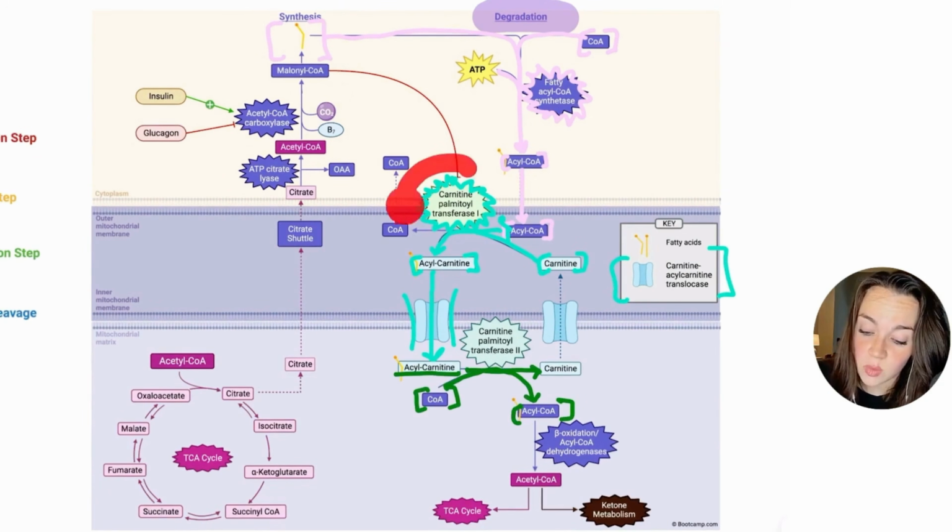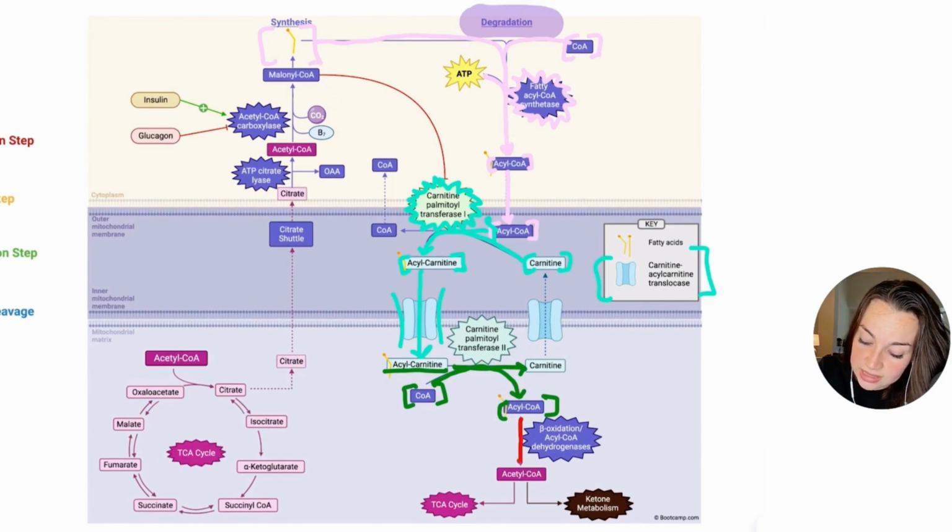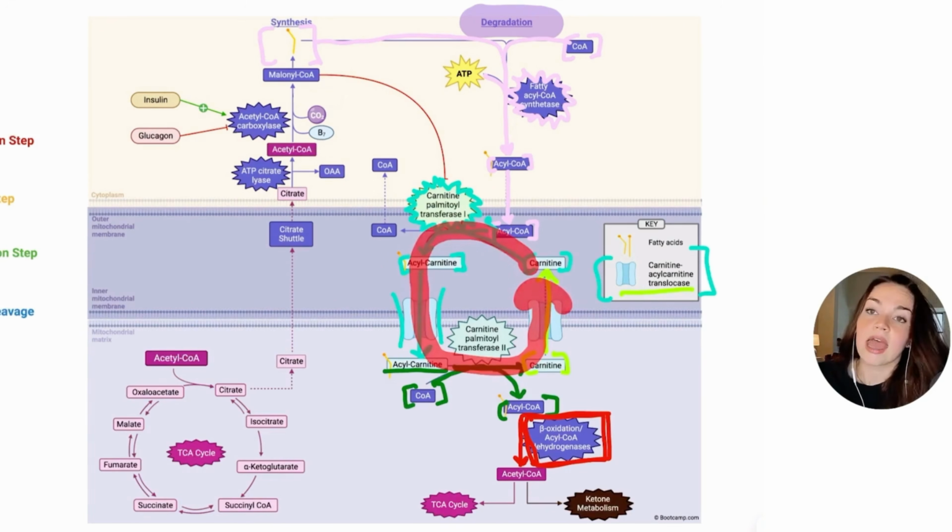And just like how CPT1 facilitated the unloading of the acyl CoA, an enzyme called CPT2, carnitine palmitoyl transferase 2, is going to facilitate the reloading of that fatty acid group back onto a CoA inside the mitochondrial matrix. Now that we have acyl CoA in the mitochondria, we can undergo beta oxidation, which we'll talk about the specifics of in a second. In the meantime, that carnitine that we freed can exit the mitochondria via that same carnitine acylcarnitine translocase, and it's been recycled to chaperone another fatty acid and restart the cycle again.